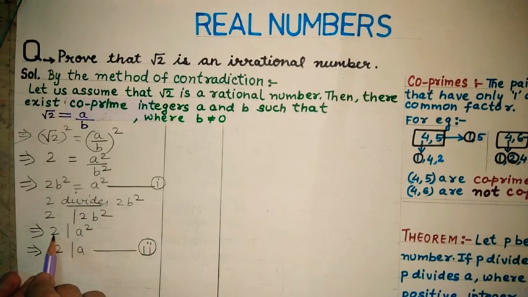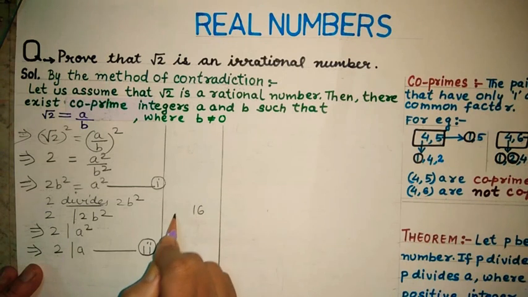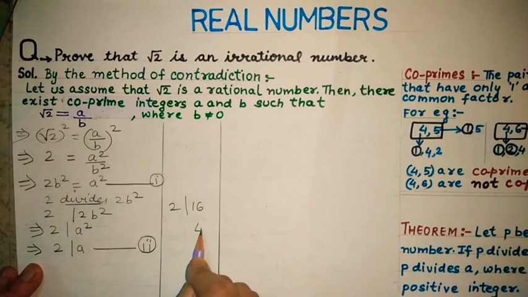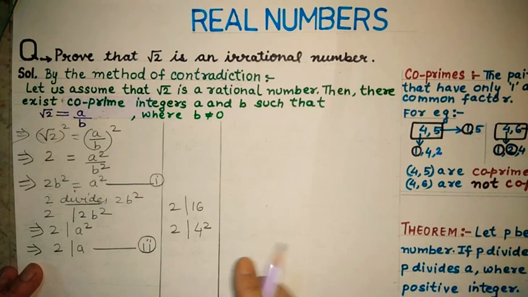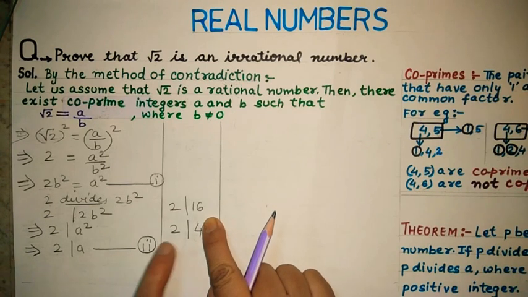Now from 2 divides a square, how did we get 2 divides a? This result can be elaborated with some examples. Suppose we take a perfect square number, 16, because it is divisible by 2. So we can write 2 divides 16. Now 16 is the same as 4 square. So 2 divides 4 square, which implies that 2 divides 4 also.